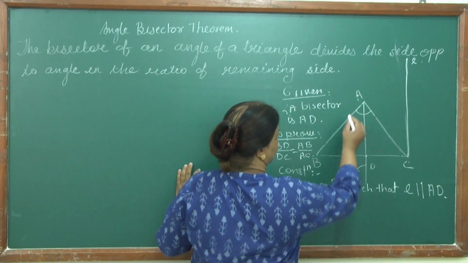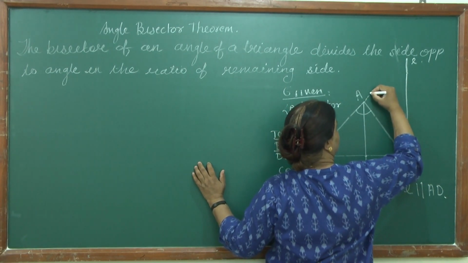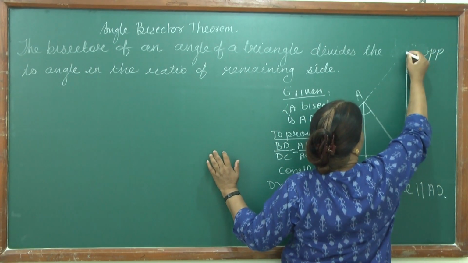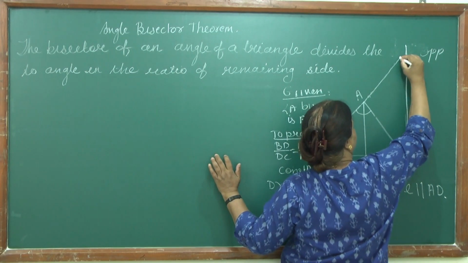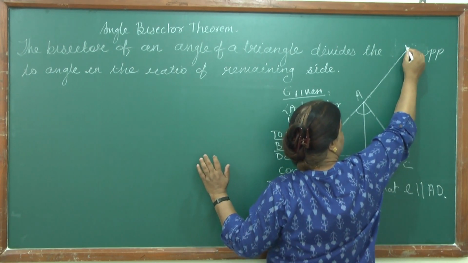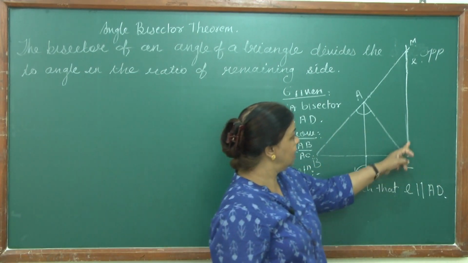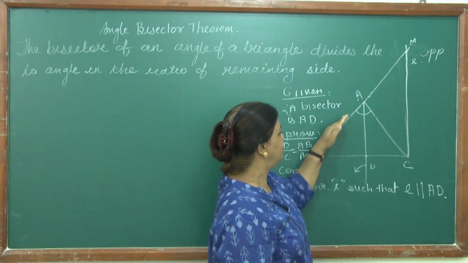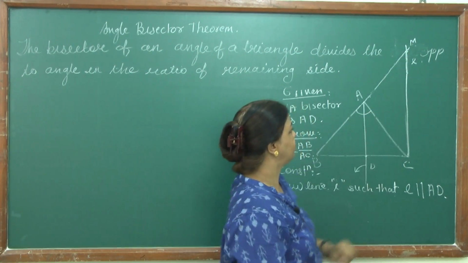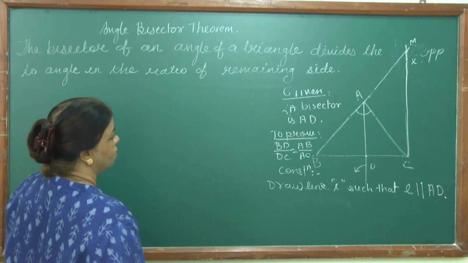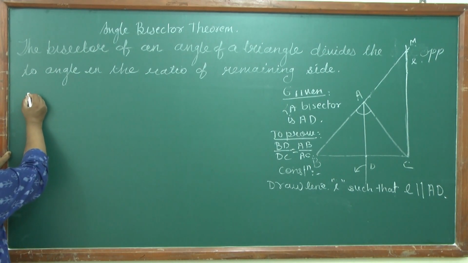Fine. Now extend BA in such a way that BA will cut the line L at point M. Okay, this is your line L children, and I extended BA so that it cut the line L at point M. Now let's begin. Solution here.